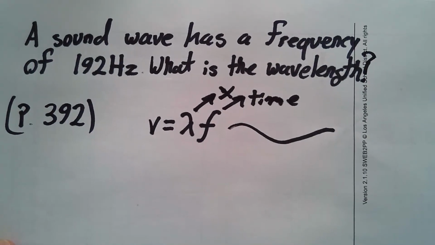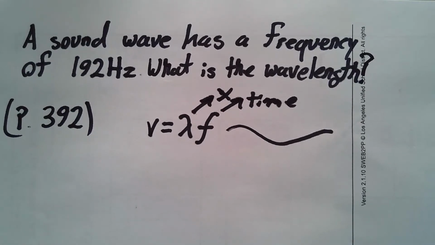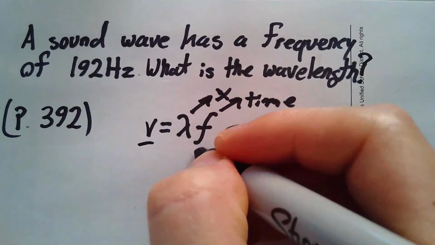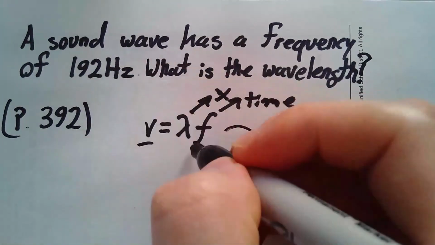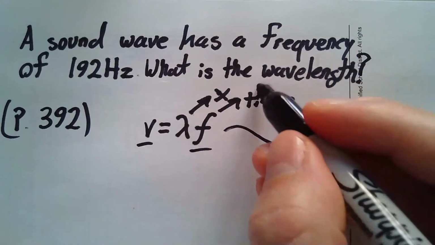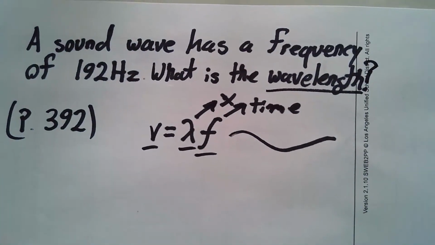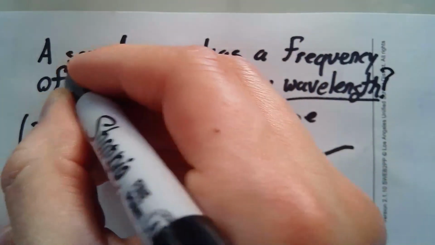But note here we give you a sound wave and we're not giving you either one of these. We don't give you a velocity, we just give you this frequency, right? But we're asking for wavelength. So we want to find this, but we don't know what the velocity is. Or do we? Here's the thing. The key thing you need to tune into is what type of wave you're dealing with.